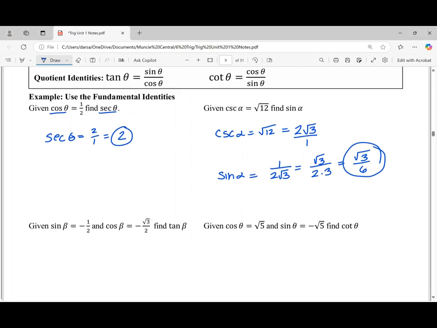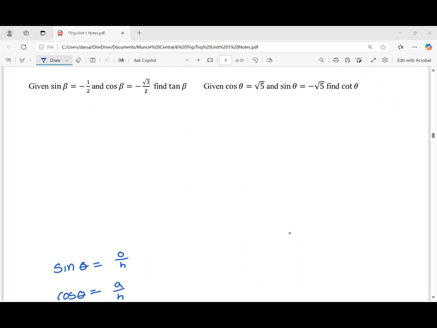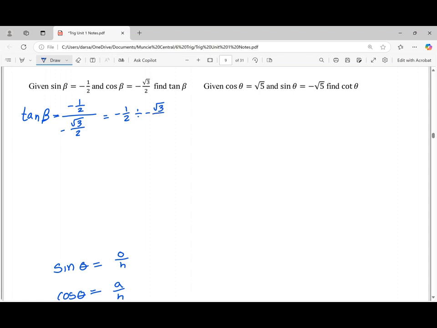So let's see if we can use this to answer our next question. This funny looking cursive B looking thing is the Greek letter beta. We want to know, given sine of beta and cosine of beta are these two values, what is tangent? Remember, tangent of beta is going to be sine divided by cosine. That's just negative 1/2 divided by negative square root of 3 over 2. How do we divide? Keep, change, flip.